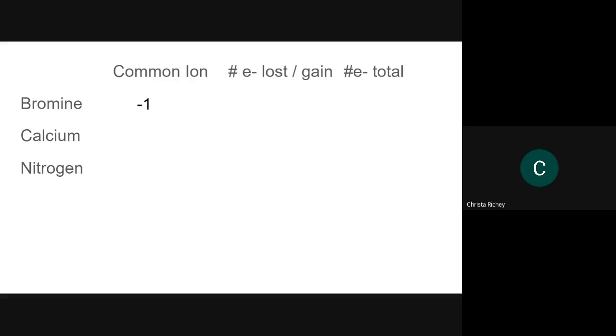Bromine is in group 7. Over here. You should have outlined it in purple because it's liquid at room temperature.